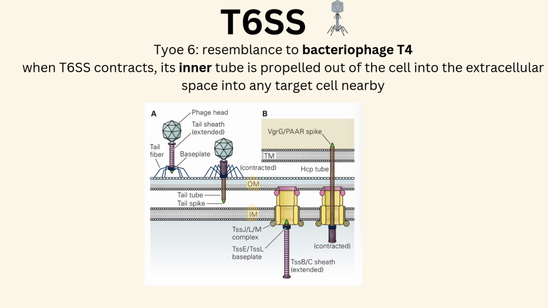The type 6 secretion system is structurally similar to the T4 bacteriophage as it shares a comparable mechanism of contraction and injection. When activated, the type 6 contracts, propelling its inner tube outward from the bacterial cell into the extracellular space. As a result, this inner tube can puncture and inject its contents directly into any nearby target cell, facilitating the delivery of effector molecules.